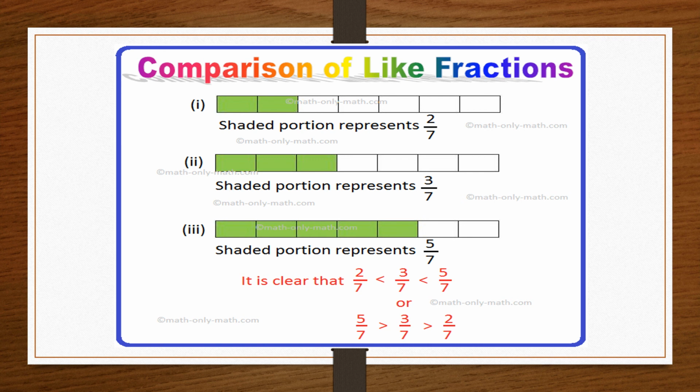So here you can see the three fractions are shown: 2 by 7, 3 by 7, 5 by 7. So 2 is the smallest number. So 2 by 7 is lesser than 3 by 7 is lesser than 5 by 7.